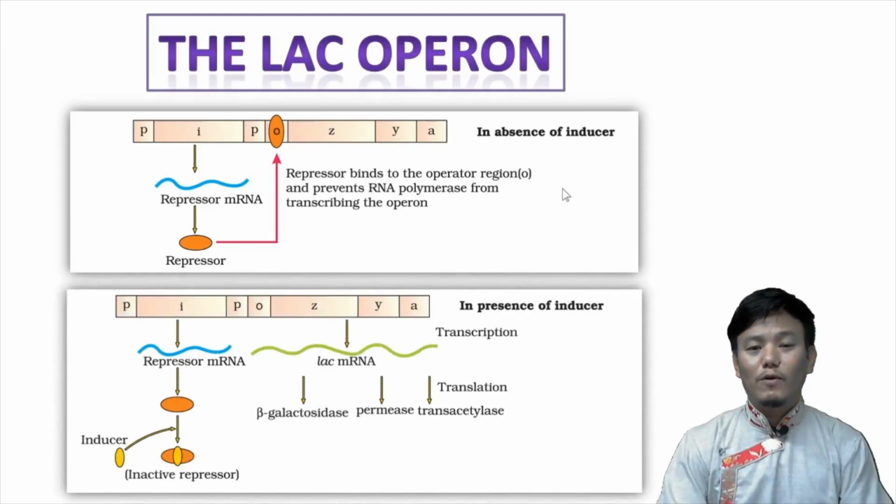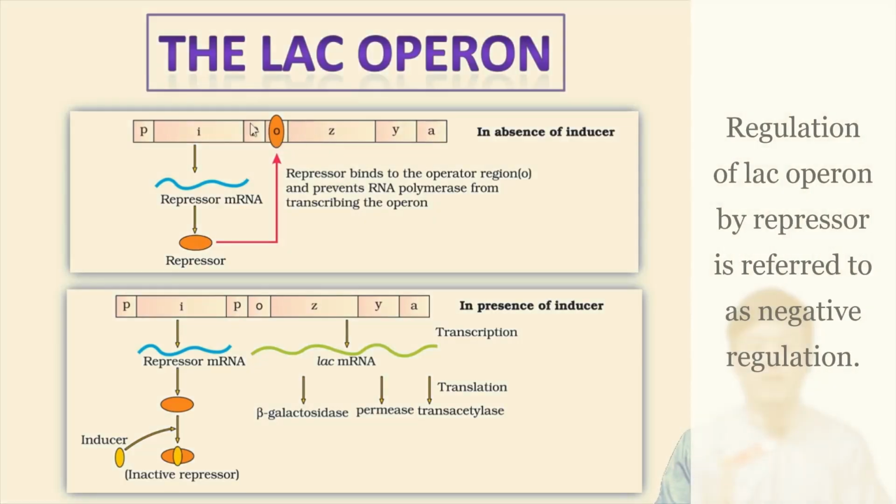In the lac operon, what happens? In the absence of inducer, the operon remains switched off. Why does it remain switched off? Because the repressor protein, which is produced by the inhibitor gene, goes and binds to the operator region of the lac operon and prevents the RNA polymerase from transcribing the structural genes. Therefore, there is no production of enzymes.